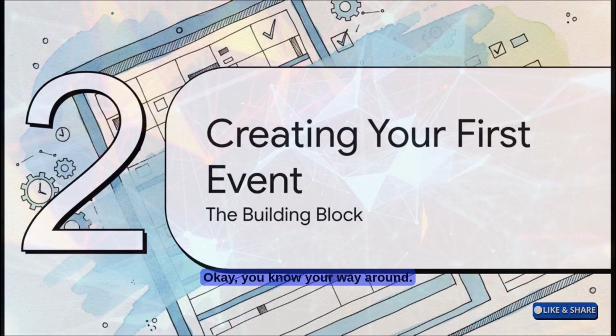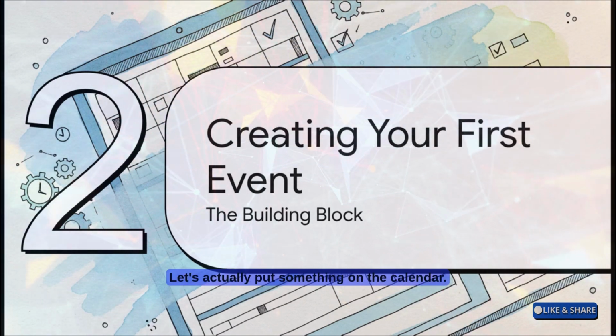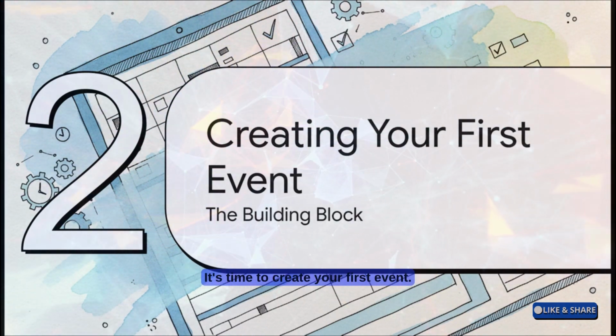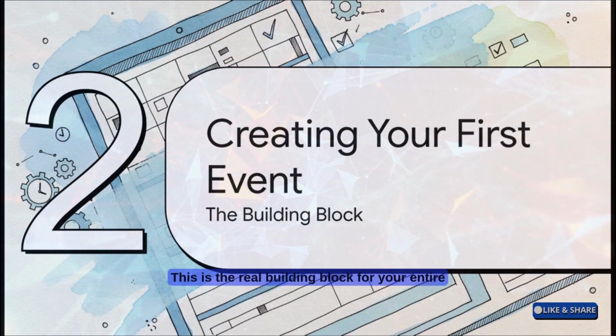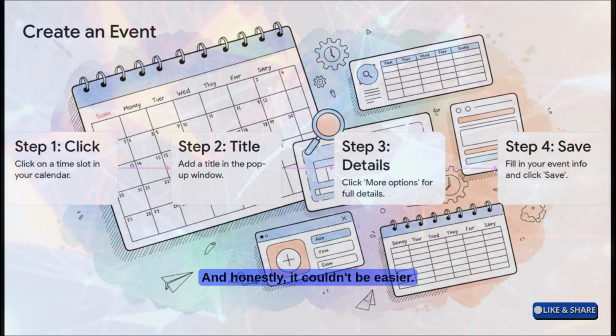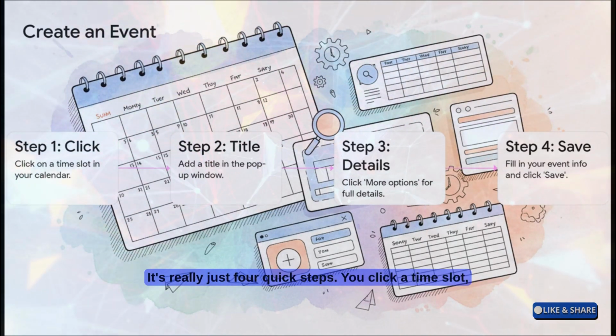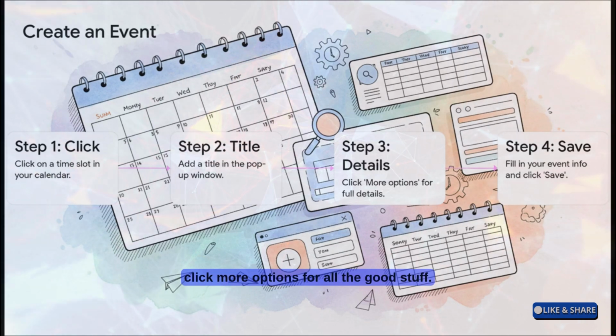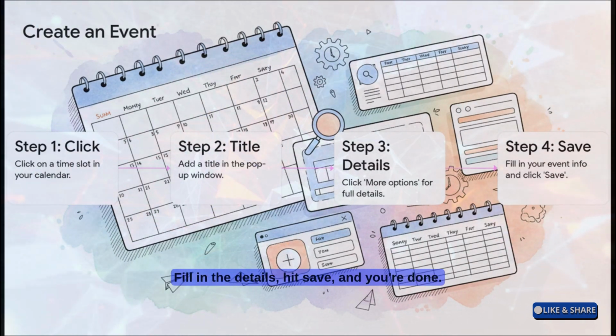Okay, you know your way around. Now for the fun part. Let's actually put something on the calendar. It's time to create your first event. This is the real building block for your entire schedule. And honestly, it couldn't be easier. It's really just 4 quick steps. You click a time slot, pop in a title, and then, this is key, click more options for all the good stuff. Fill in the details, hit save, and you're done.